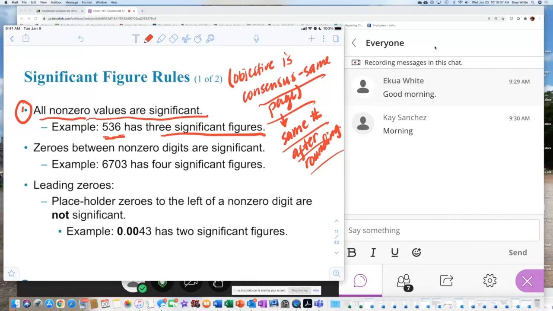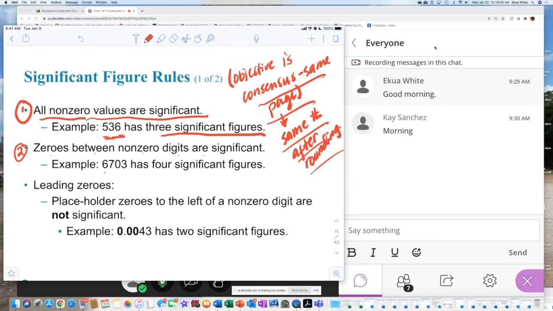Okay, now the context is chemistry lab, right? Not money in the bank. Because all them zeros, if you have a bunch of zeros after a number, those zeros better be significant, right? So the context here, these rules only apply to lab measurements in chemistry, okay? Number two, zeros between non-zero digits or numbers are significant.